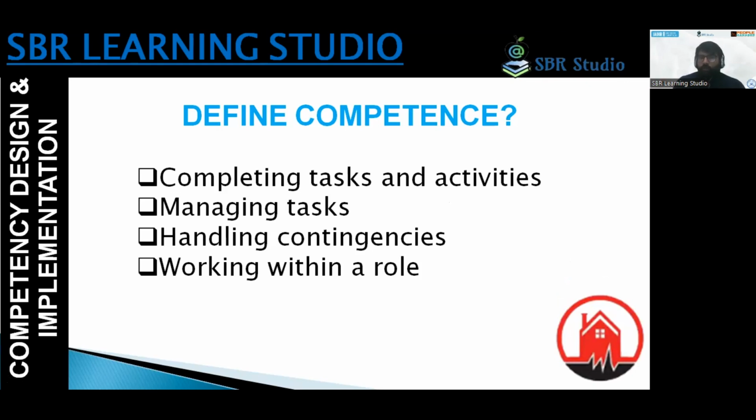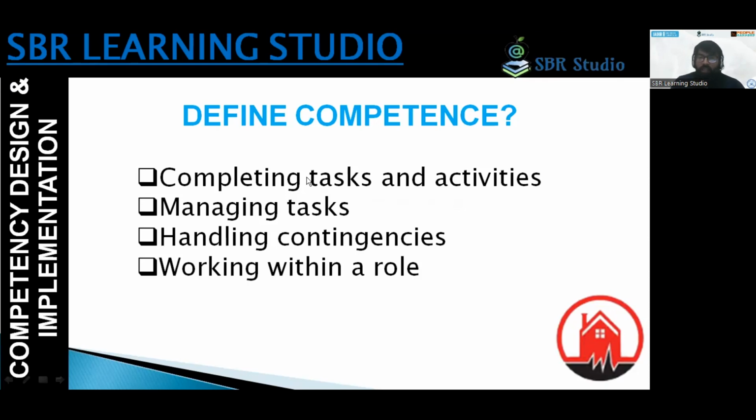So when it is everywhere, it will be applicable for every organization where you are designing the competencies. Number one, the functional competencies: how you are completing the task or activities. Second, managing the task. One, it is required to be completed. Second, the next level, managing those tasks. Third, handling contingency and working within the rules. So these are the four levels of competence design, where an individual goes from a beginner to an expert. That is your competence level for the functional competencies.